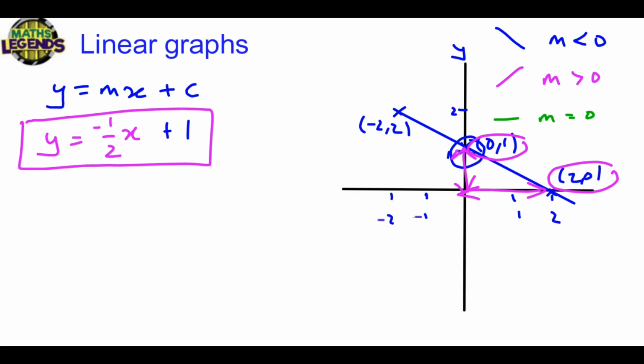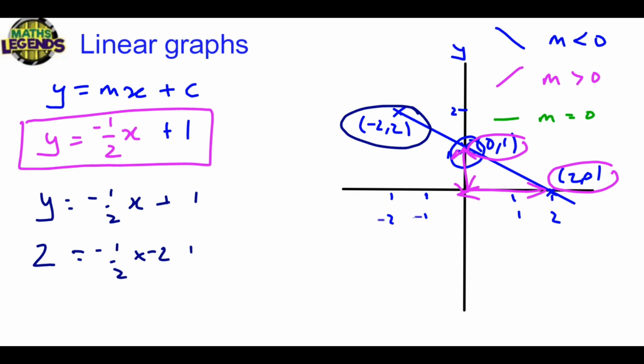Now we can test this equation with the third coordinate. So y equals minus a half x plus 1. We replace the numbers. So y is 2, minus a half times minus 2, plus 1. So minus a half times minus 2 is 1, plus 1, 2. And 2 equals 2, which is correct. So we found the right equation.